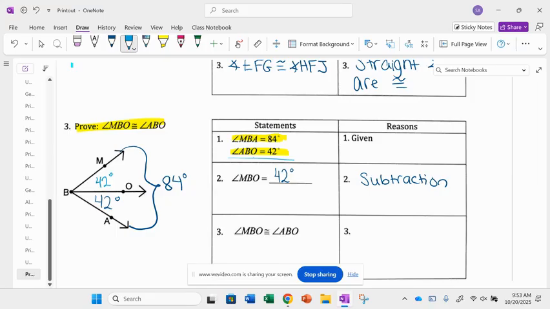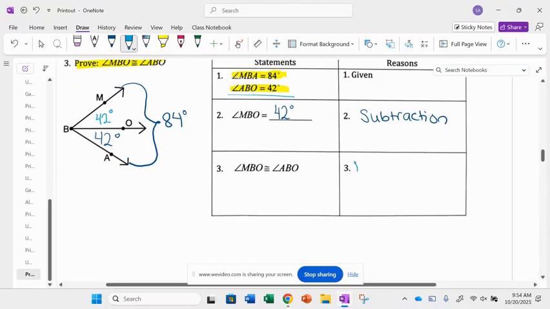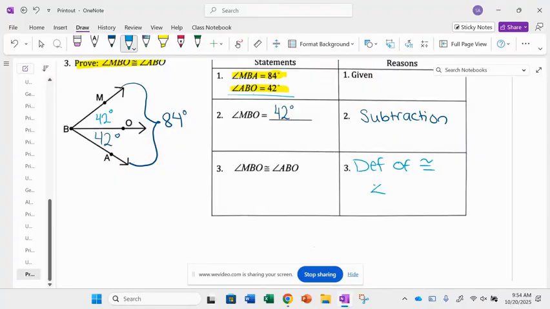Okay, now it says angle MBO is congruent to angle ABO. This is what we want to prove. It's the last thing written. Well, in my proof, I've shown that MBO is 42 and it was given to us that ABO is 42. Aren't they the same? Since they're the same, don't they have to be congruent? Isn't that the definition of congruent, two angles that have the same measure? So we can say def of congruent angles, because the definition of congruent angles is two angles that have the same measure.